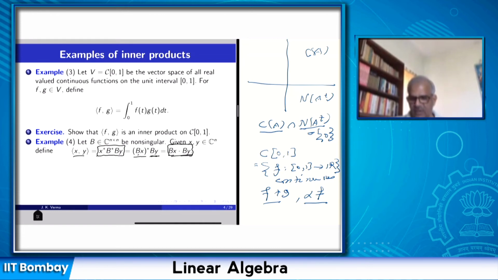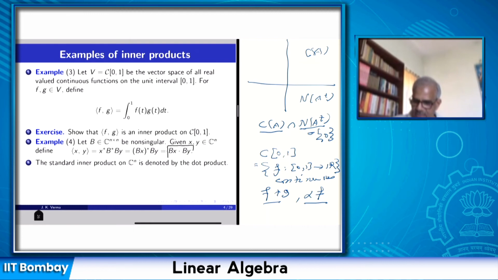So given any non-singular matrix, any invertible matrix I take, I can introduce this inner product with the help of B. If I keep on changing B, I will get an infinite variety of inner products. You can check that this is an inner product, because the standard Hermitian inner product in Cn satisfies the 4 axioms, and therefore this new inner product also satisfies the same axioms. So as you vary this invertible matrix B, you get more and more inner products in your vector space.